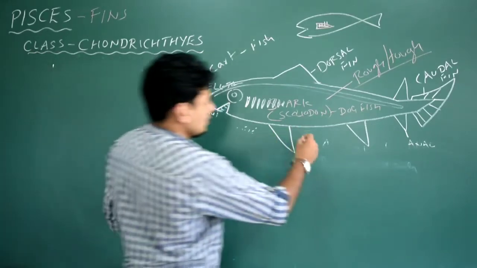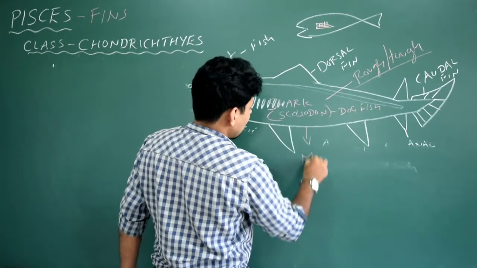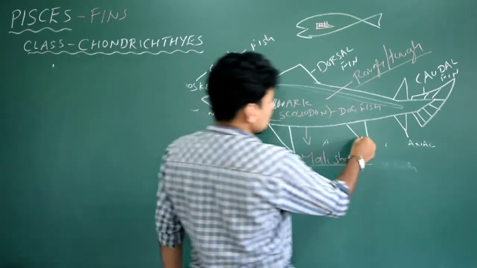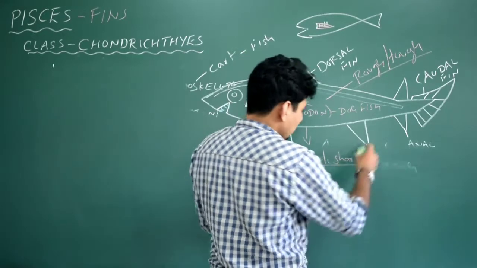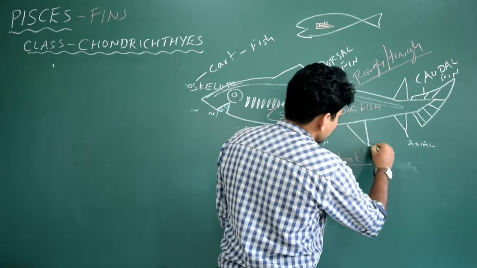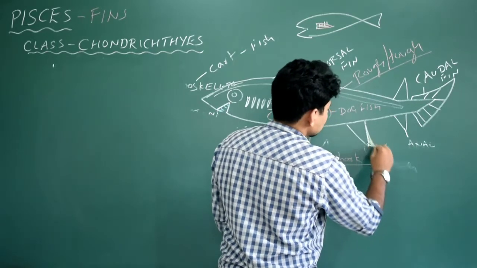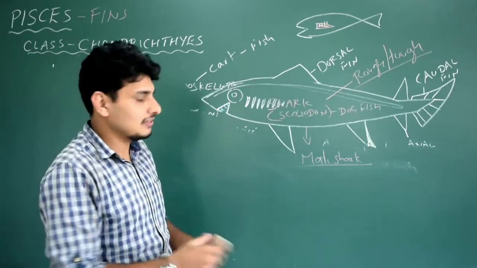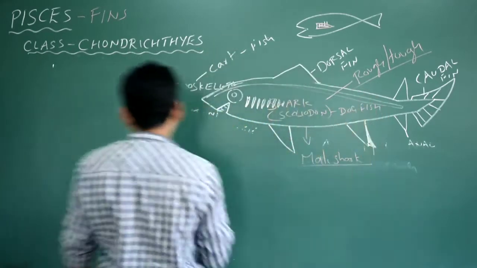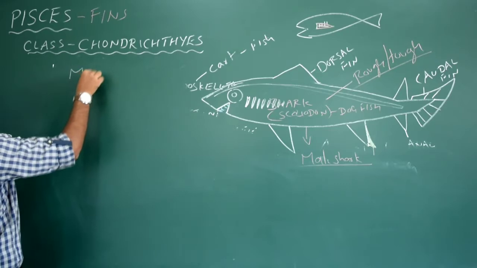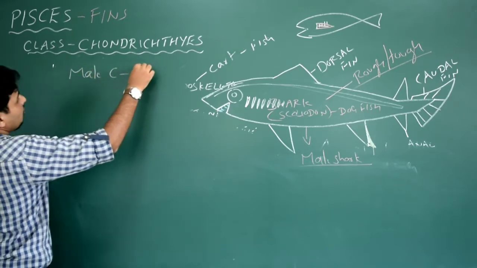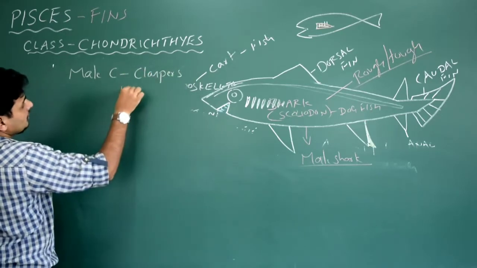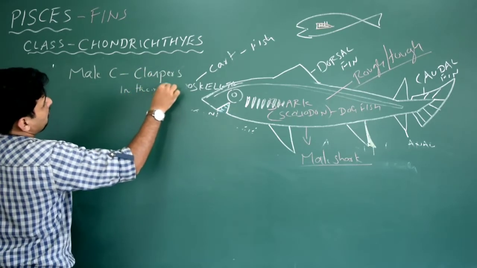And here, if you take this particular diagram as a male shark, we'll just consider this as a male shark. So this is the pelvic fin, as I said earlier. At the tip of the pelvic fin, they have a tiny structure like this. It is a very sharp, teeth-like structure, or maybe like a nail-like structure actually. They are called claspers. So you write here: male chondrichthyes have claspers in their pelvic fin.